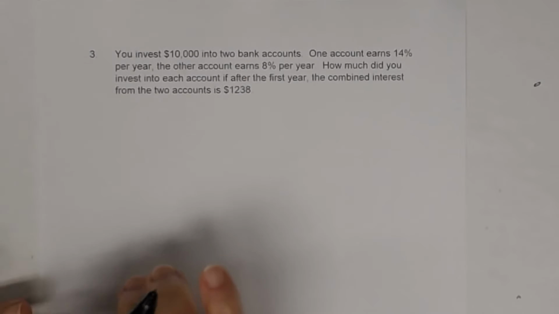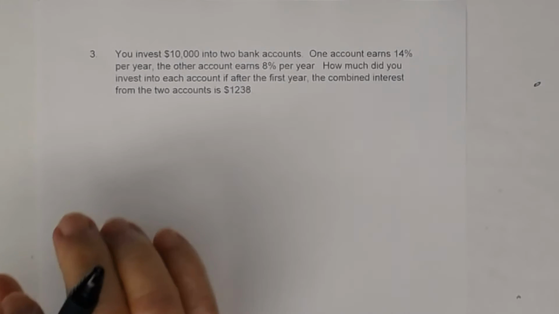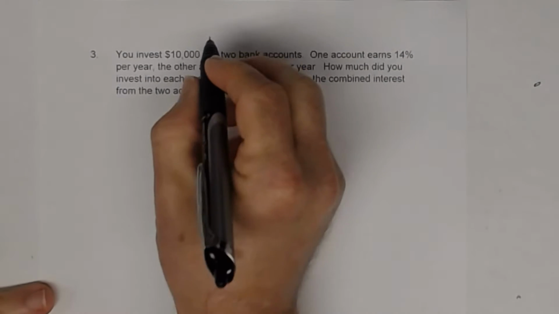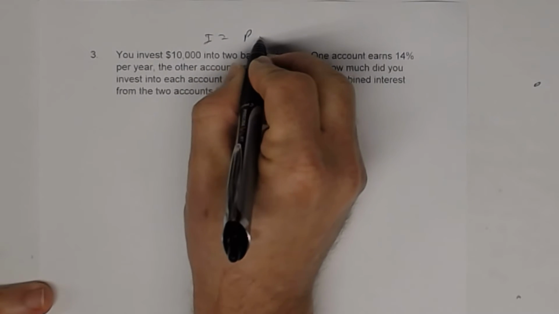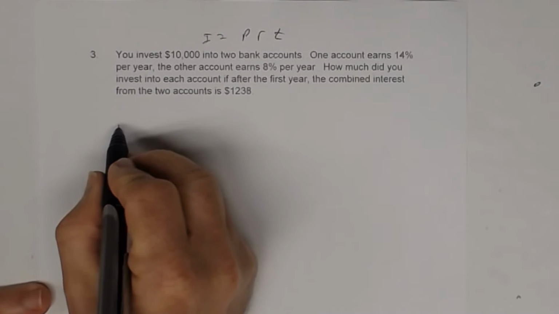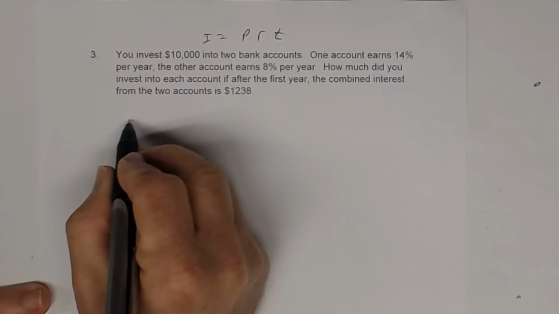Here's the best approach to take. You're going to organize your information. You're still going to use the fact that interest equals principal times rate times time. But I'll use a table this time because I'm dealing with two accounts. So here's what I would do.